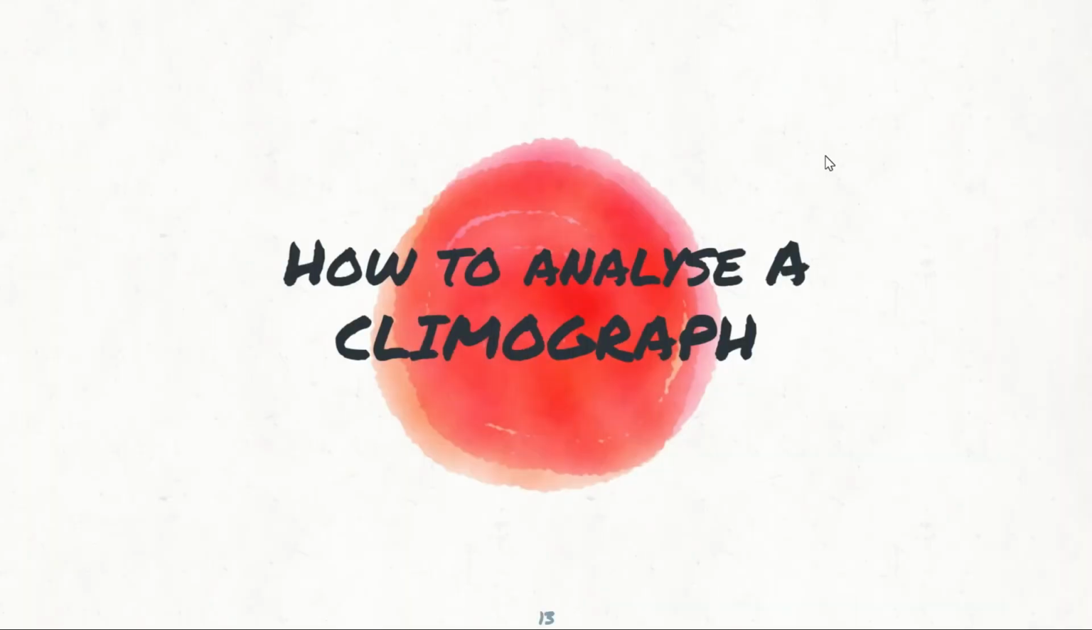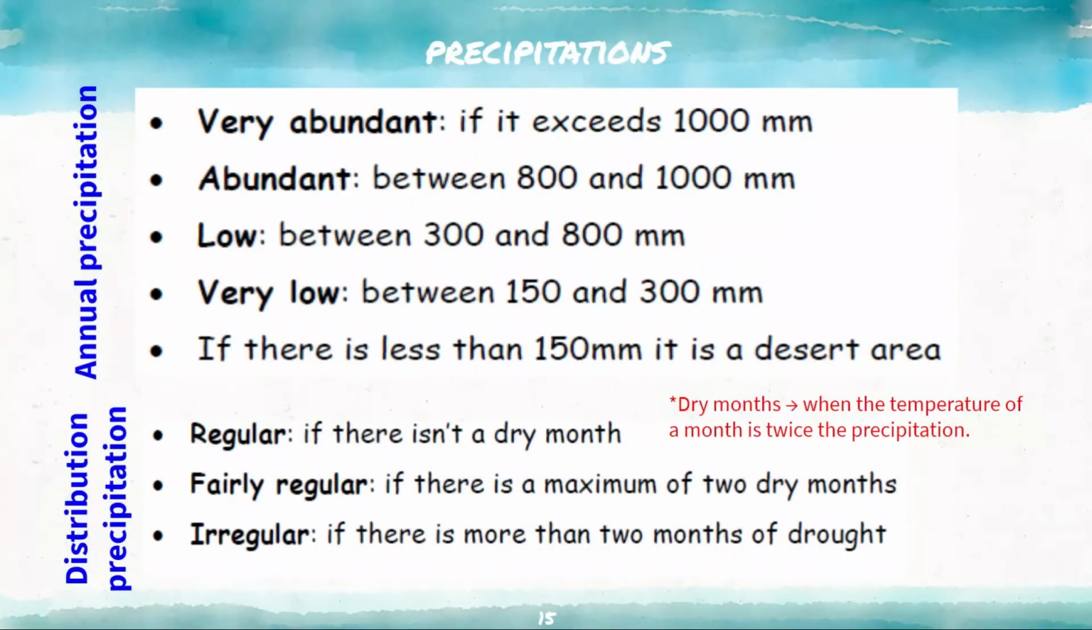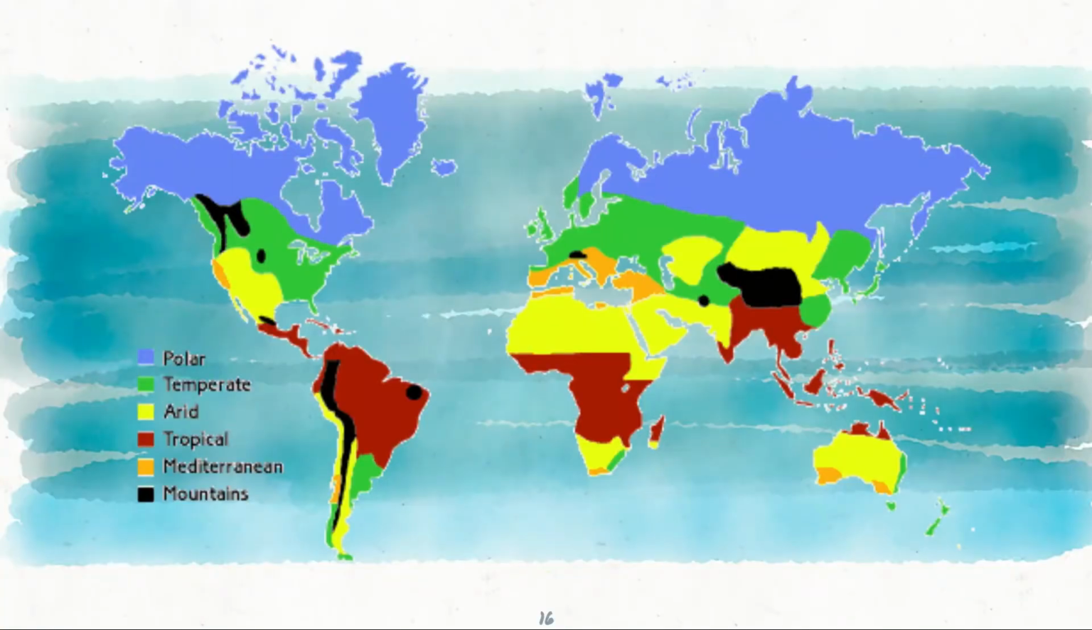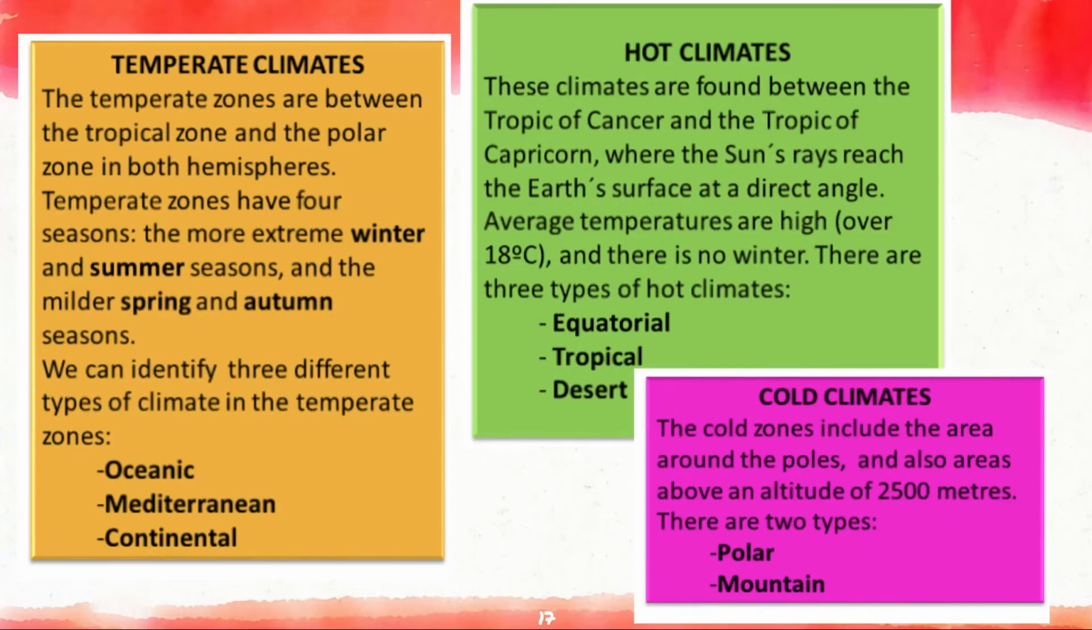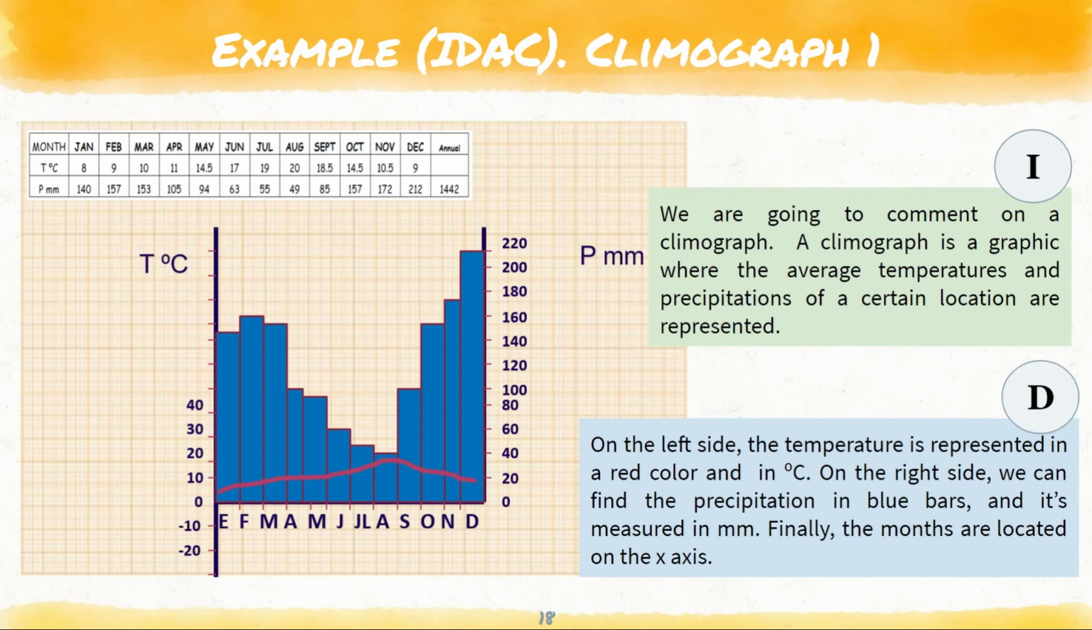Okay, now that we have our climograph, let's see how to analyze it. These slides contain really useful information for our commentary because, depending on the temperatures and the precipitations, we are going to be able to classify each climate. Read it carefully and use it for your commentaries. Here I add a map with the climate zones of the Earth and finally the main characteristics of the hot, temperate and cold climates. In order to write a commentary, we are going to use the IDAC technique.